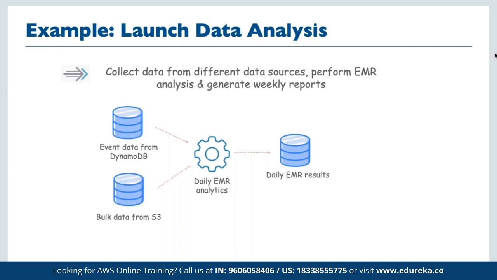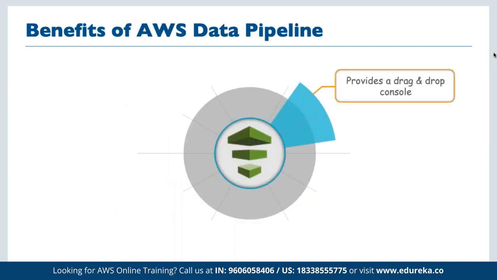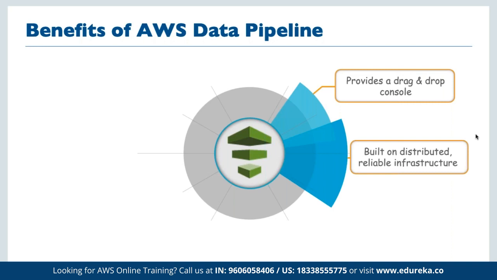Now, the main benefit of data pipeline is that it provides a drag and drop console. We don't have to manually select the file here, unlike all the other platforms. It is built on distributed, reliable infrastructure. That means even in any kind of failures, or failovers, the main server has been structured in such a manner in different regions and so on. That means it will take the least amount of failovers, and in case we face that, we can easily come back.